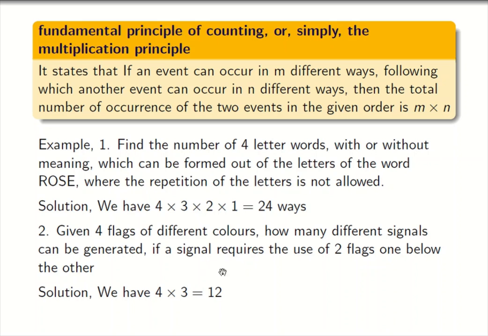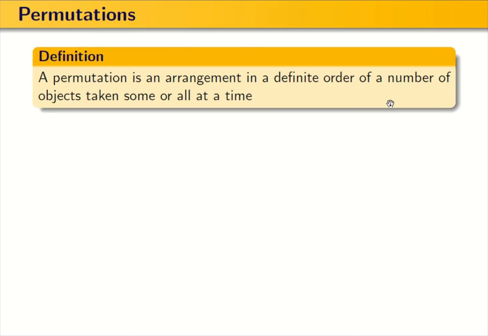So you find the number of ways of doing the first position, because the signal here is using two flags. If I'm to name the positions, let's say position one and position two, then at position one, how many flags can be there? And at position two, how many flags can also be there? So let's continue. That is it for the multiplication principle. Let's look at permutation. We need the multiplication principle to do permutation and combinations, so I'll urge you to really understand the multiplication principle. Okay, so permutation.